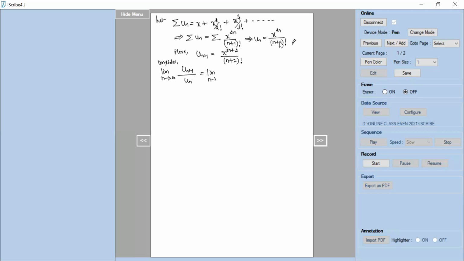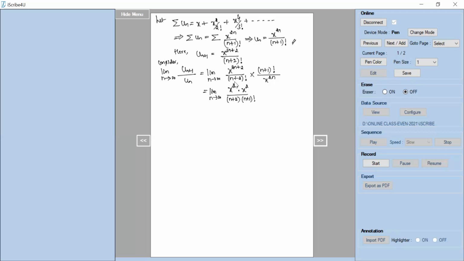So this is equal to the limit as n tends to infinity of un plus 1, which was x power 2n plus 2 divided by n plus 2 factorial, into, since it is divided, this becomes reversed: n plus 1 factorial divided by x power 2n. Because 1 by a by b can be written as b by a. Now simplify this. I can write x power 2n plus 2 as x power 2n into x square, divided by n plus 2 factorial, which can be written as n plus 2 into n plus 1 factorial.